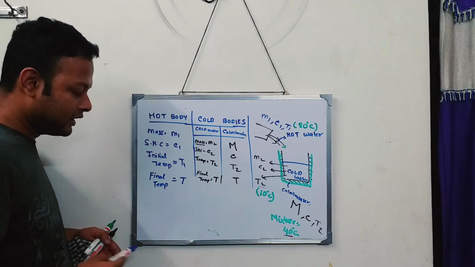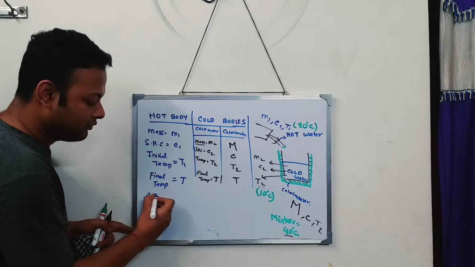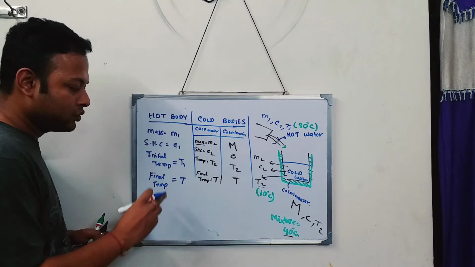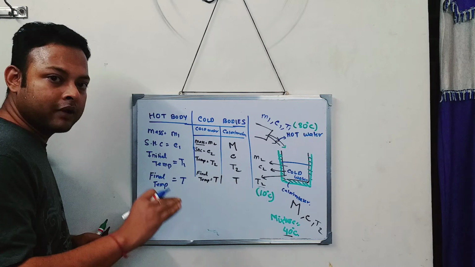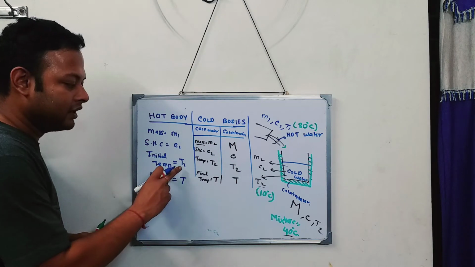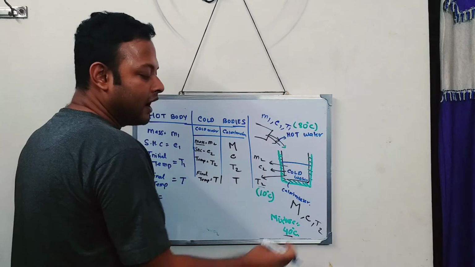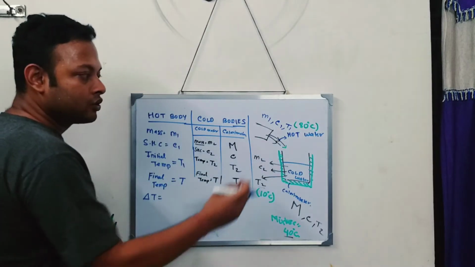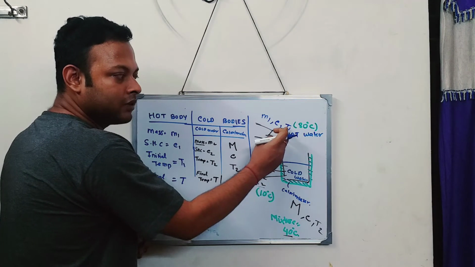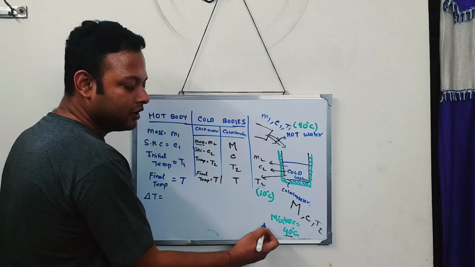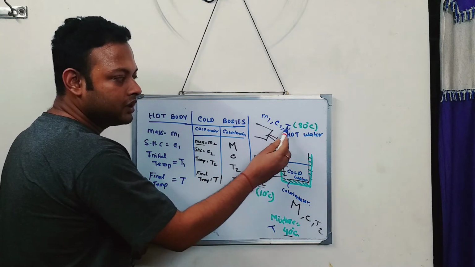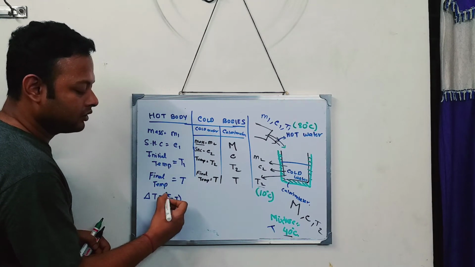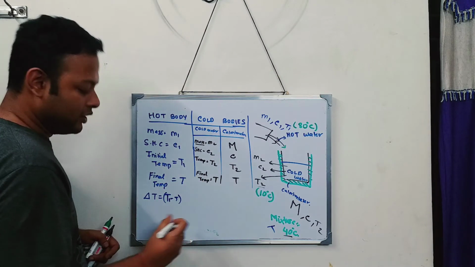Now what is the delta T over here? Find out what the delta T is. Think, you will get the answer. It is the higher temperature minus the lower temperature. Initially it was 80 degrees and the final was 40. So it will be 80 minus 40. 80 is nothing but T1 and 40 is nothing but T. So delta T will be T1 minus T.